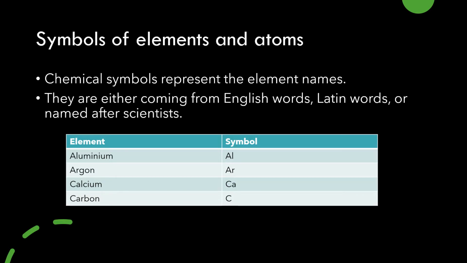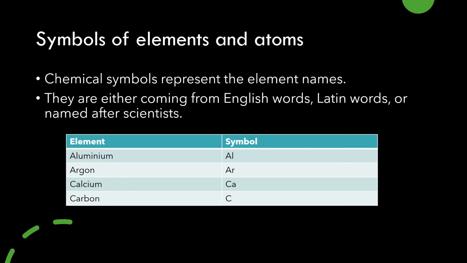There are different chemical symbols for elements and atoms. These chemical symbols represent the elements' names. They either come from English words, Latin words, or are named after scientists. For example, aluminium has a symbol of Al. Argon has a symbol of Ar, etc. We may have a look at the periodic table to know more about how to know the symbol of the elements.